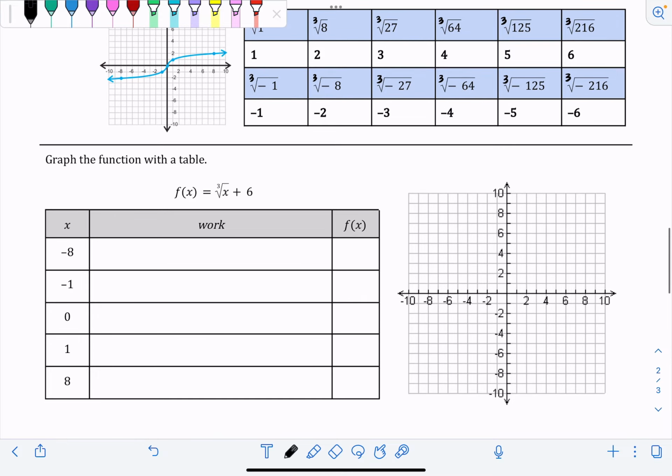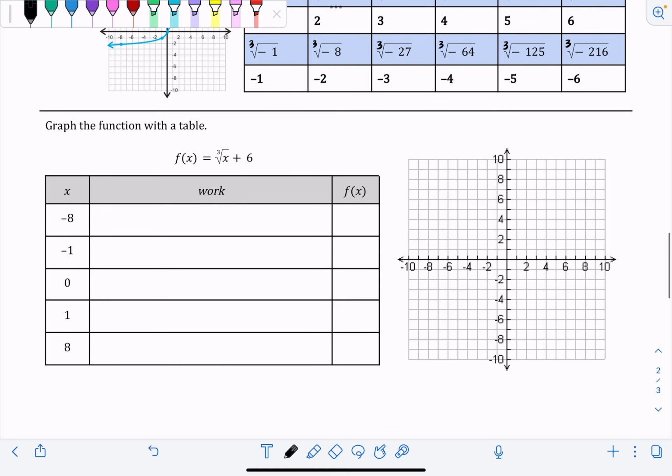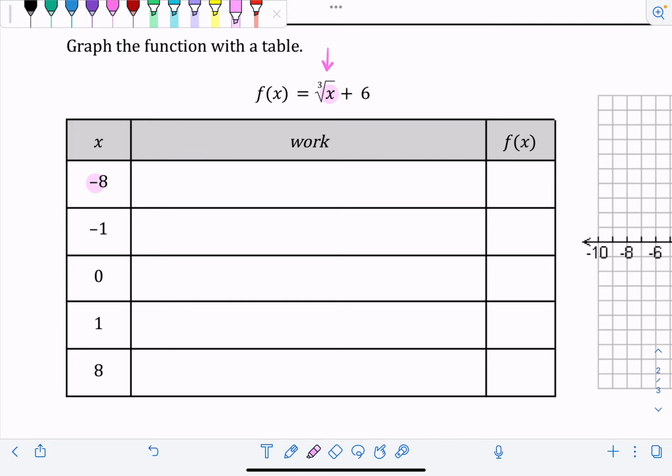Okay, so we're going to graph the function with the table again. This time the function is f(x) equals the cube root of x plus 6. So I have all my input values on the left. Each of my x's is going to go in the radical right here, and then after I take the cube root, I'm going to add 6. So my first x is -8. So this is going to be the cube root of -8, and I'm going to make this a little bit bigger. So the cube root of -8 goes in for x, and then plus 6.